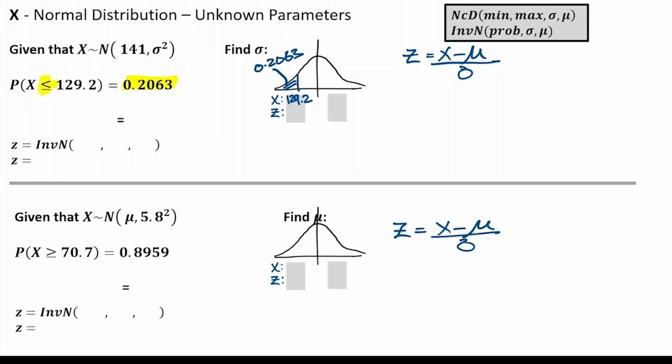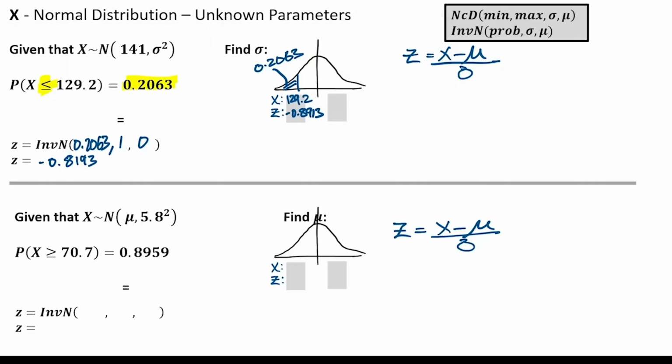It's going to be a z-score that has the same percentage below it. So using the inverse function on our calculator, I want to know the z-score that has 0.2063 below it. For the standardized distribution, we use a 1 for the standard deviation and a 0 for the mean, and we get negative 0.8193.